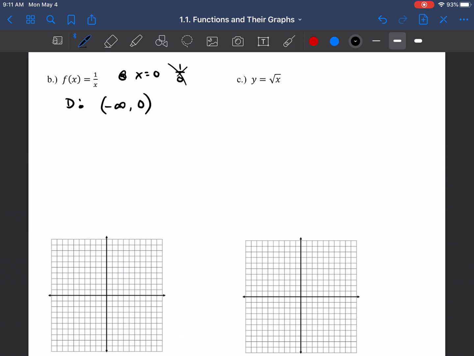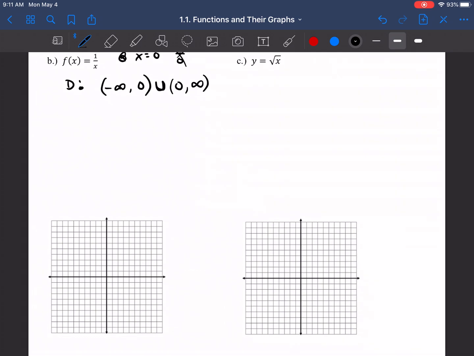And then we have to do the union, right? So we go negative infinity all the way up to 0, and the union is kind of like an "and", and we can go from just above 0 out to positive infinity. But we can't do anything else in between there. We can't do, right there at 0. So we have to break it apart like that.